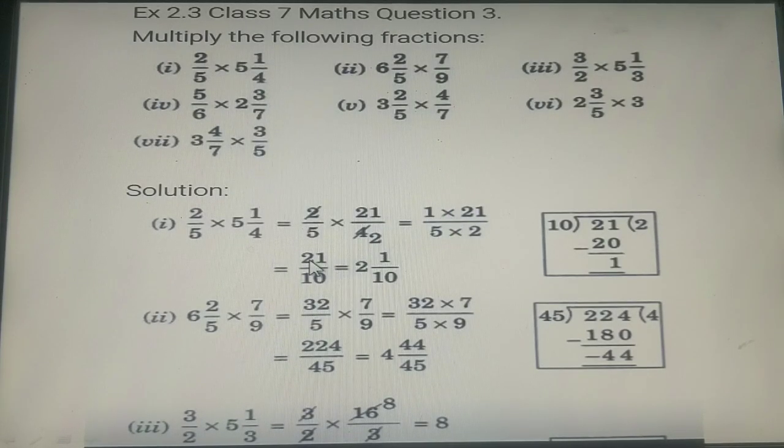Finally, after that you will get 21 upon 10, which you will further convert into a mixed fraction form, and you will get the answer as 2 1 by 10. Okay. Very easy. Very easy. This one again, one more you will try.